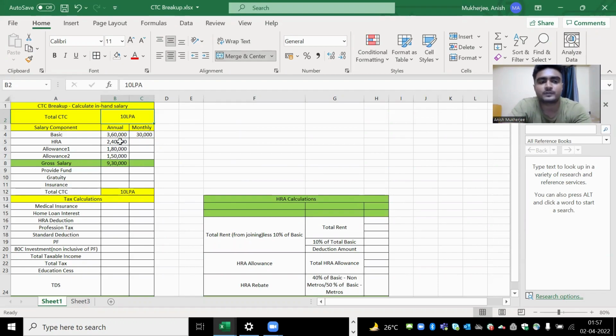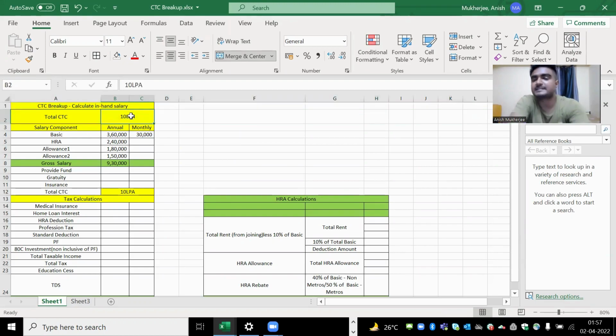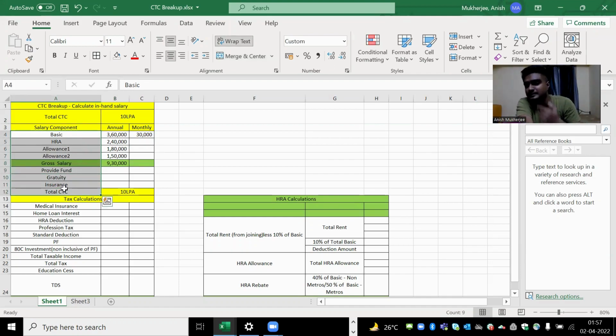So I have assumed the total CTC to be 10 lakhs, you can modify it on your own if you want. These are the various components that are part of your CTC. Now, if you see your pay slip, there are various components associated with it.